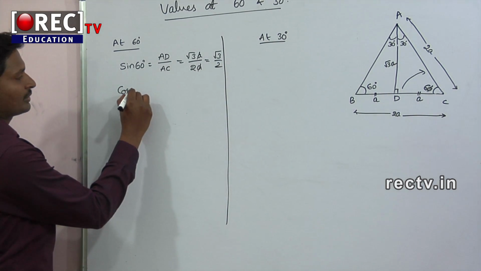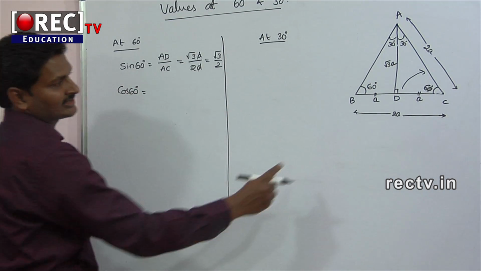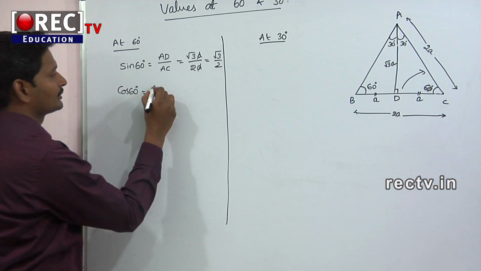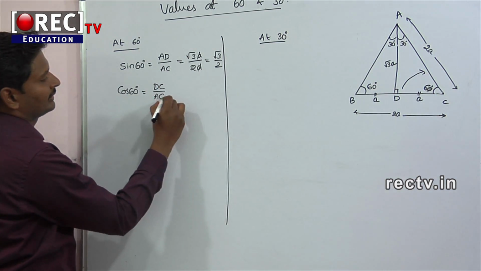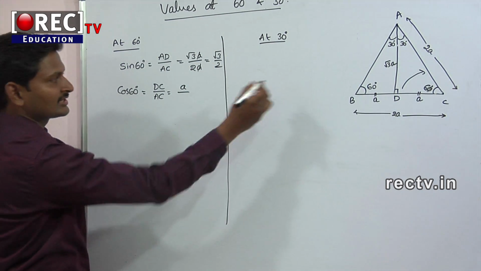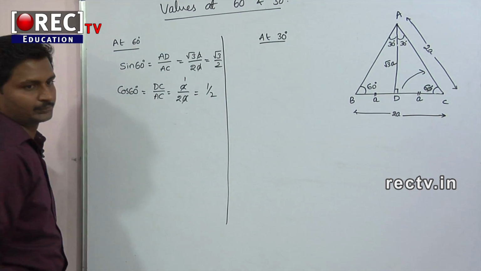And now cos 60 degrees. Cos 60 degrees is equal to adjacent side divided by hypotenuse. What is adjacent side here? DC. DC divided by hypotenuse AC. What is DC value? a, divided by AC value 2a. The a's cancel here. So this is equal to 1 by 2.